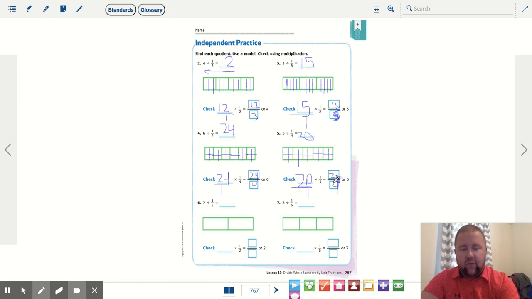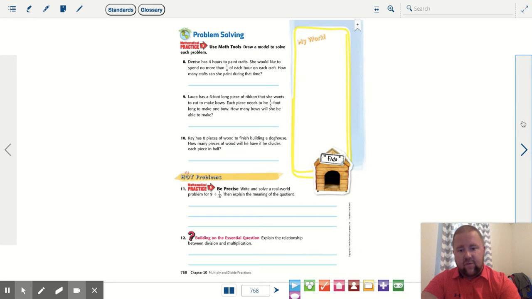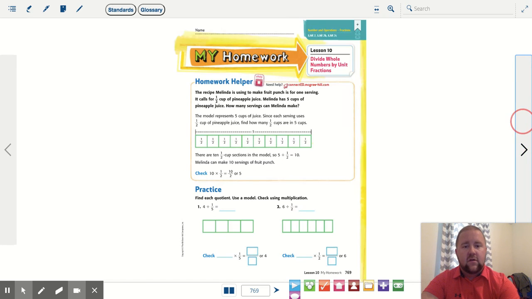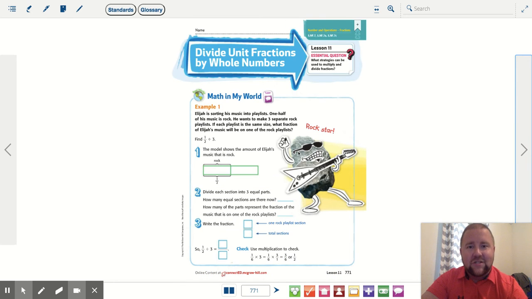If you had trouble with the multiplying there, guys, go back and watch my previous video, which goes over the multiplying. So this is dividing whole numbers by unit fractions. The next thing we're going to go over is, after I jump forward a couple pages, dividing unit fractions by whole numbers.